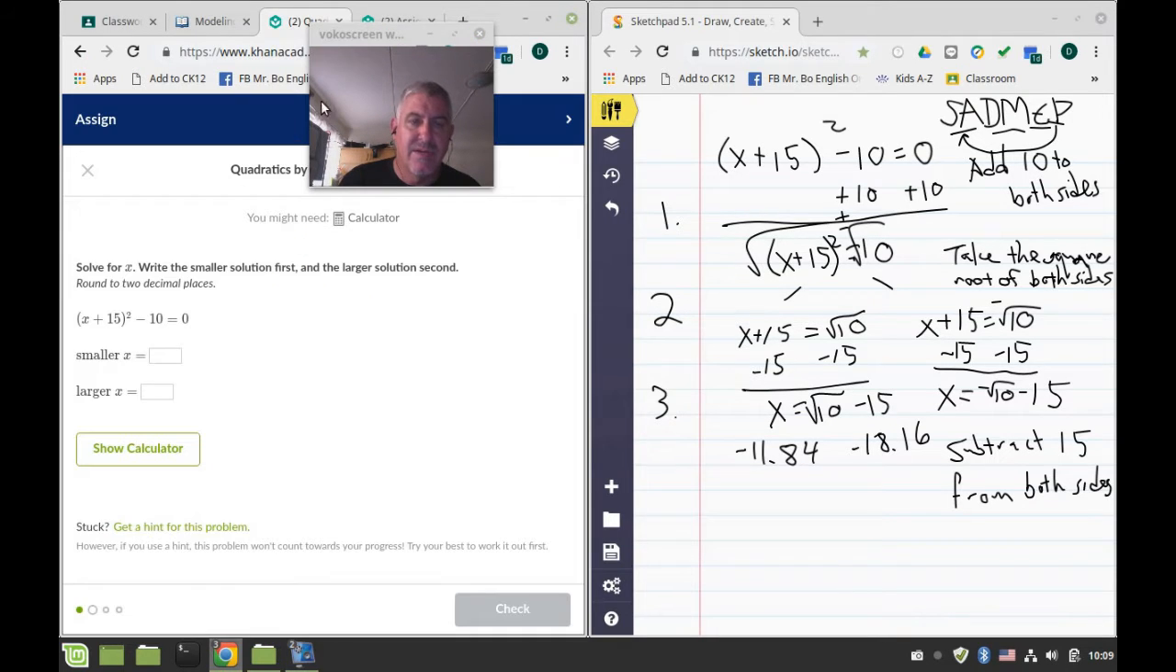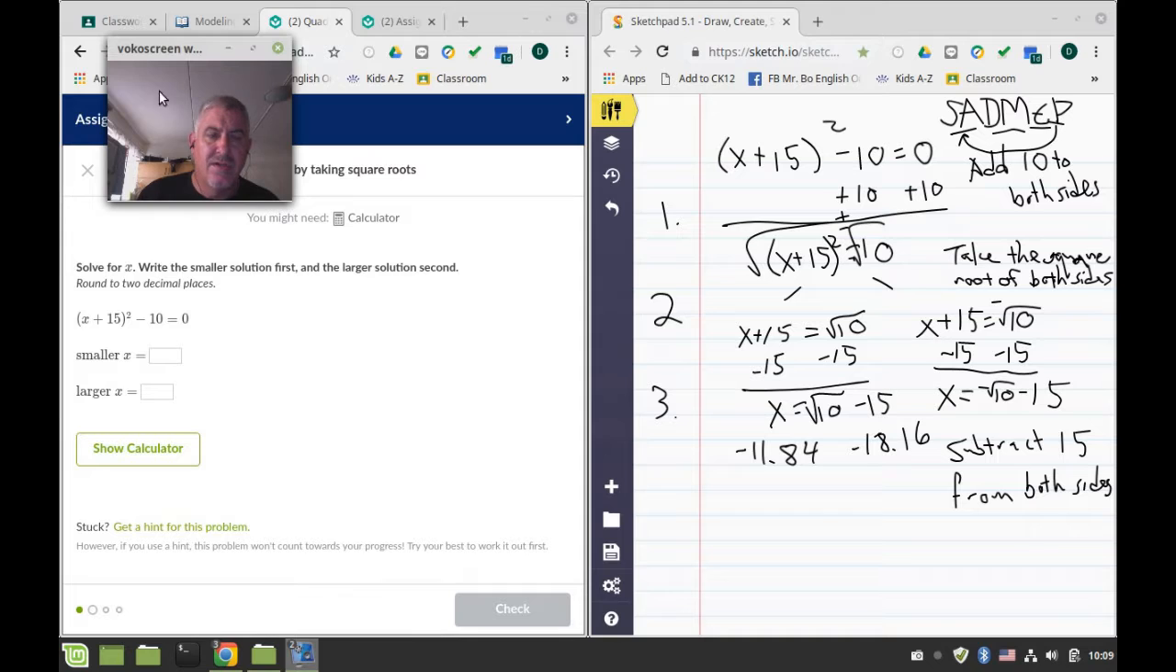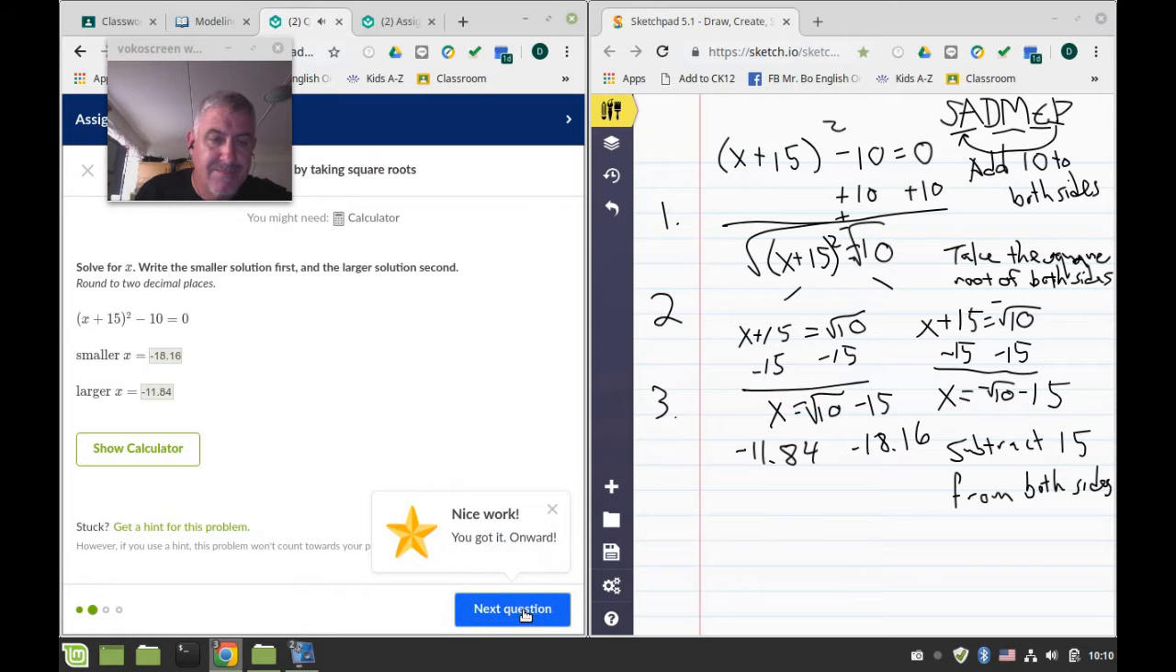There we go. There's my close. Okay, so the smaller number here is negative 18.16. And the larger number is negative 0.84. Check those. Check. Okay.